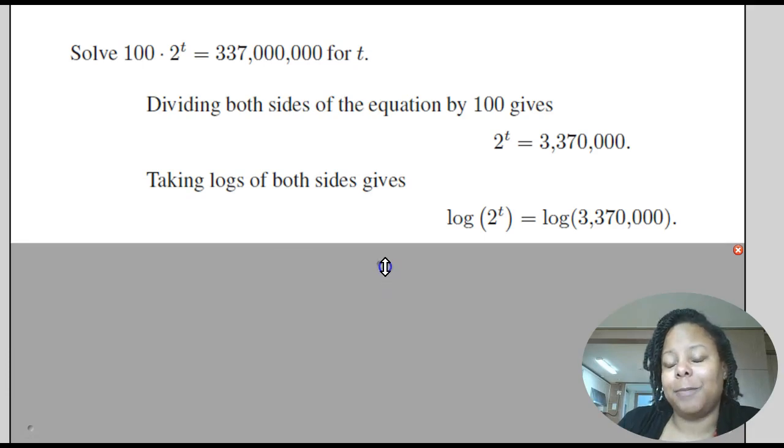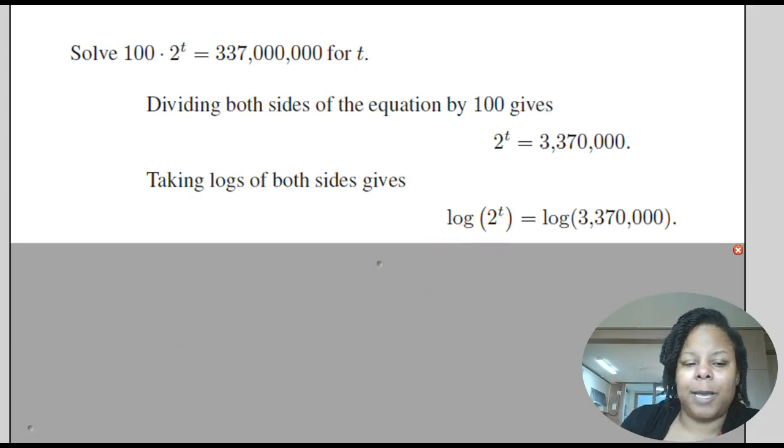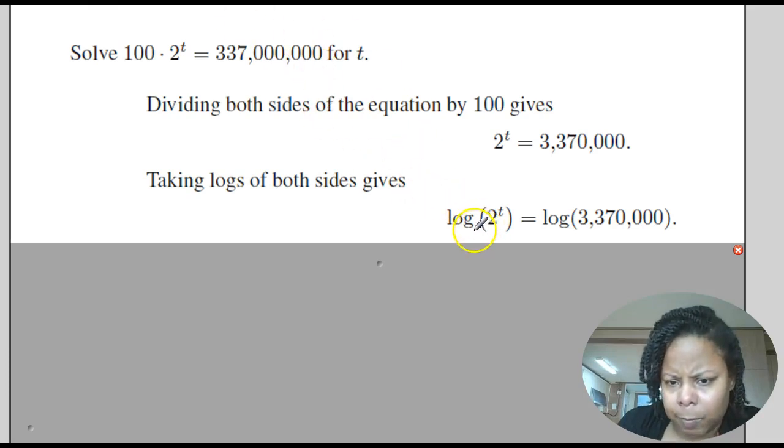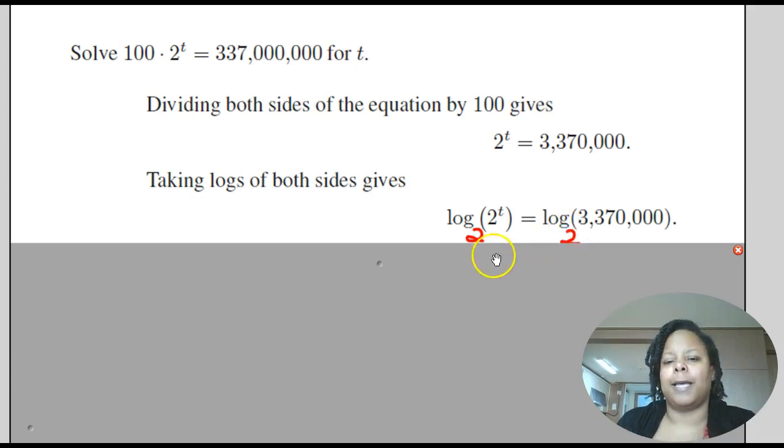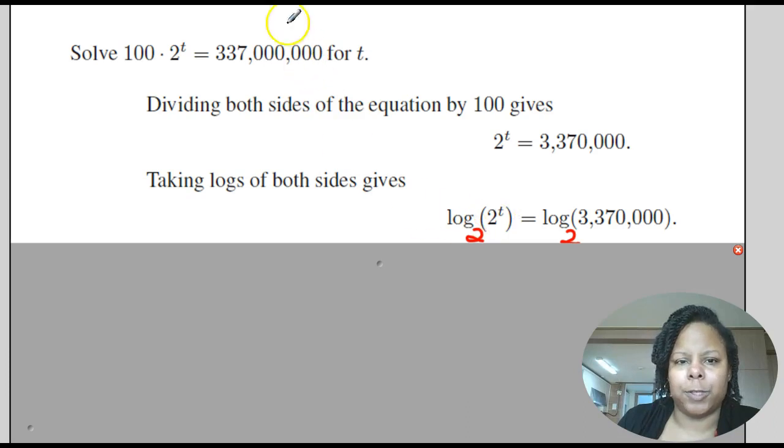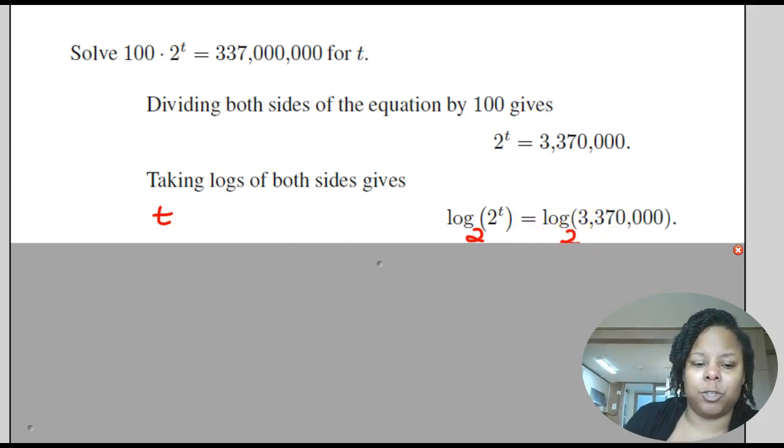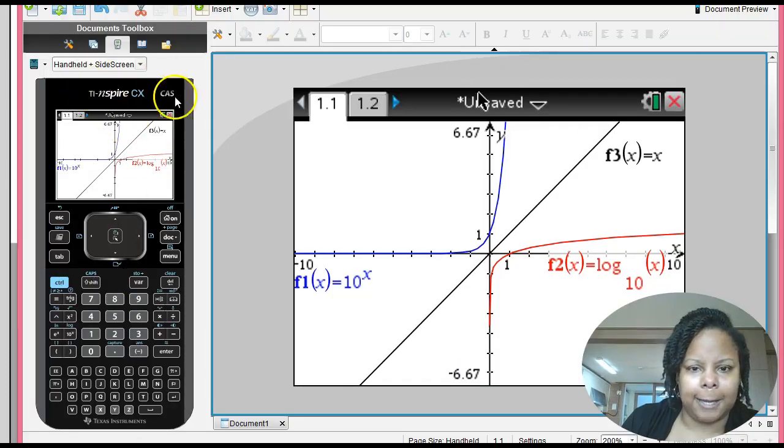If we want to keep the log as base 10, we have to do an extra step. I want to change that to not the log of 10, but the log of 2. The reason I want to change it to the log of 2 is that way I can apply the log function. So I'm going to make this a base of 2. And we know that if the base and the exponent are the same, then this is exactly t. And then this is whatever log base 2 of 3,370,000 is. So I'm going to go ahead and calculate that.